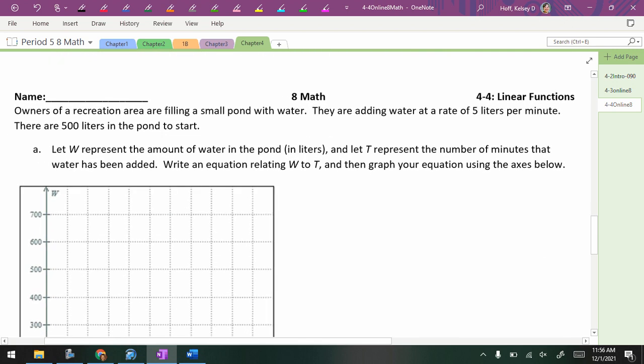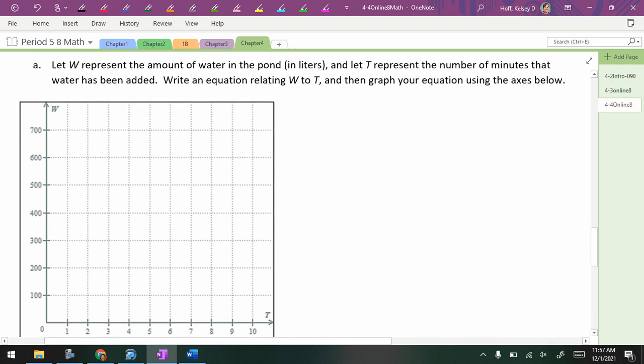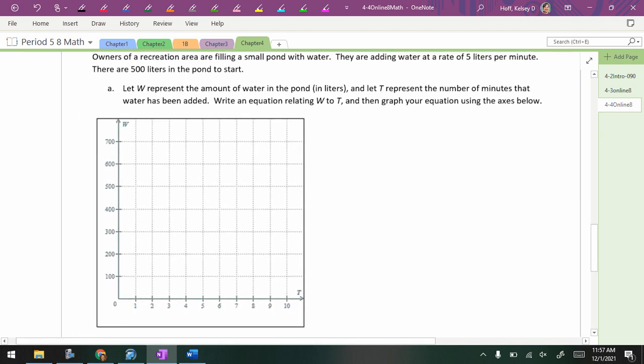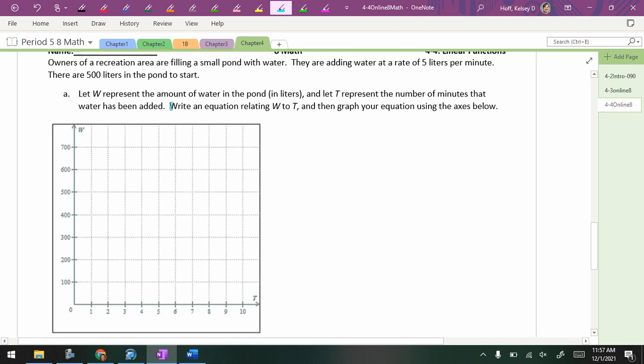Owners of a recreation area are filling a small pond with water. They're adding water at a rate of 5 liters per minute, and there are 500 liters in the pond to start. Let W represent the amount of water in the pond in liters, and let T represent the number of minutes that water has been added. Write an equation relating W to T, then graph your equation using the axes below. Biggest thing we have to do is write an equation.